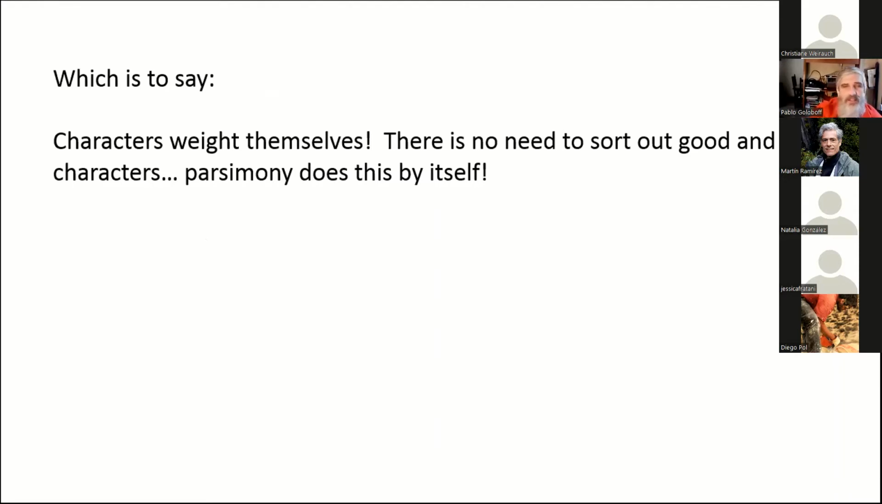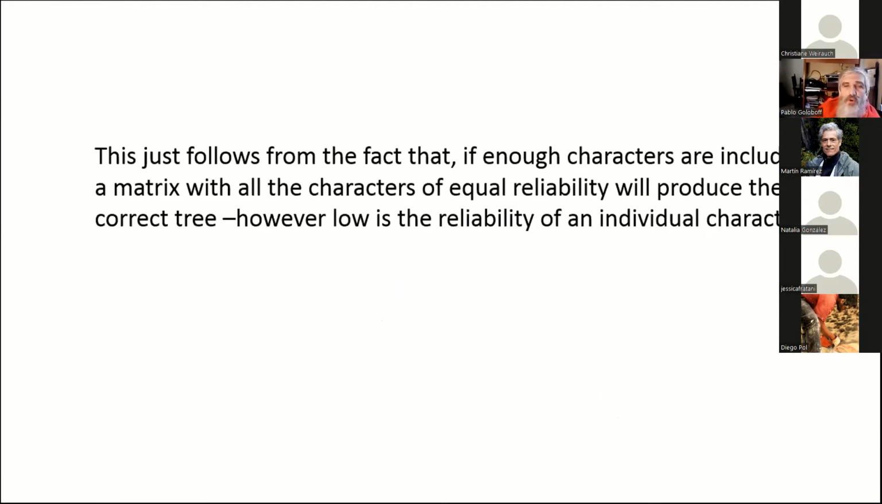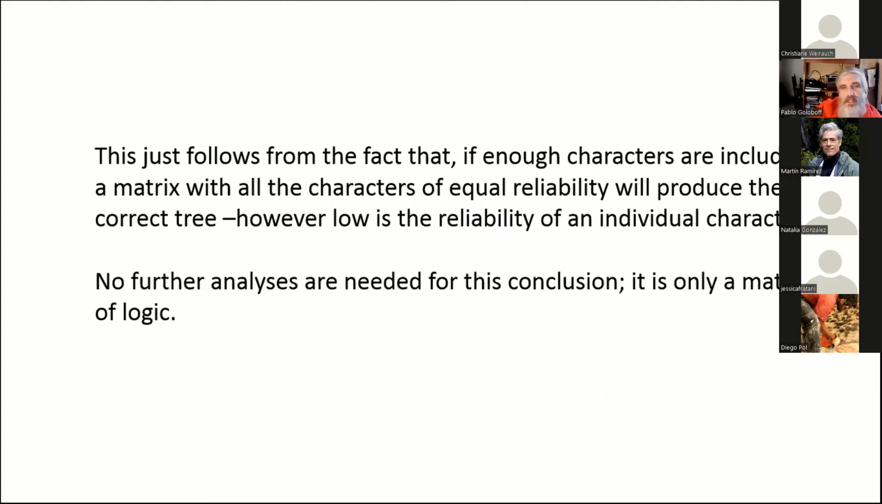Parsimony does this by itself, which is more or less what conventional wisdom expected, like Patterson, Eldredge, and Cracraft in the 80s, Kluge, Grant, etc. For example, Wenzel and Siddall in this quotation are also skeptical of differential weighting. This just follows from the fact that if enough characters are included in the matrix, a matrix with all the characters of equal reliability will produce the correct tree, however low the reliability of an individual character is. No further analysis is needed for this conclusion. It is only a matter of logic.